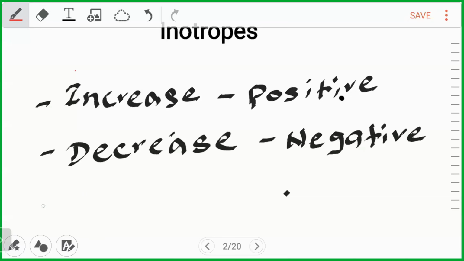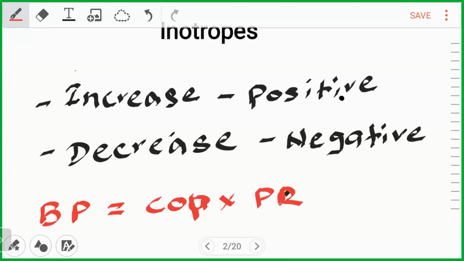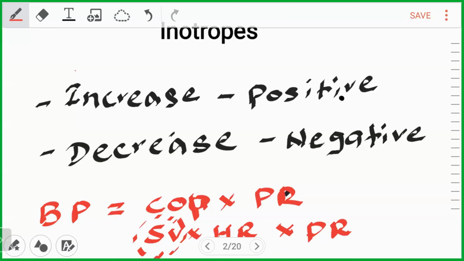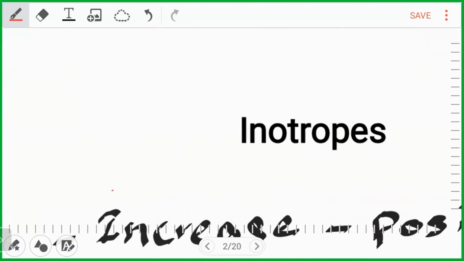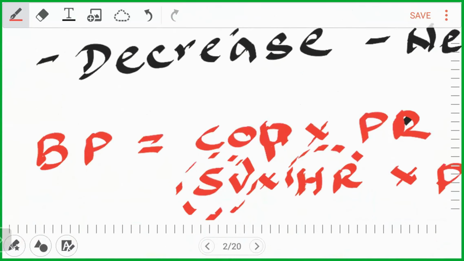So we know the equation of blood pressure. It means cardiac output multiplied by peripheral resistance. Cardiac output can be divided into stroke volume multiplied by heart rate, then multiplied by peripheral resistance. So in the positive inotropes, they have some ability to increase the stroke volume, and sometimes they increase the heart rate too.